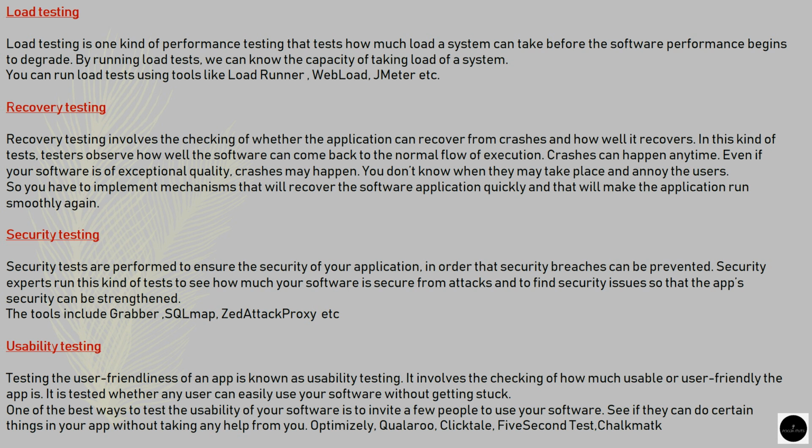Usability testing. Testing the user friendliness of an application is called usability testing. It involves the checking of how much usable or user friendly the app is. It is tested whether any user can easily use your software without getting stuck. One of the best ways to test the usability of your software is to invite a few people to use your software. See if they can do certain things in your app without taking any help from you. The Five Second Test, Chalkmark, etc. are a few of the usability testing tools.